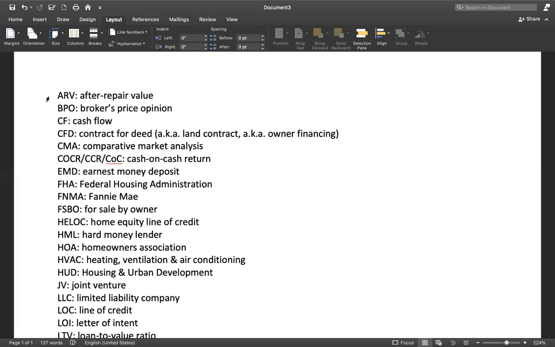FNMA, it's short for Fannie Mae. So if it's a Fannie Mae backed mortgage. FSBO stands for for sale by owner. So if someone's selling their house not through an agent, it would be a for sale by owner.